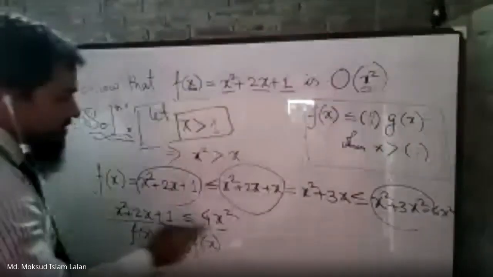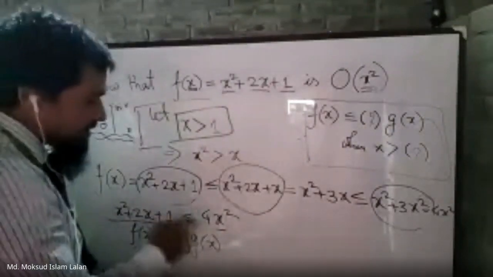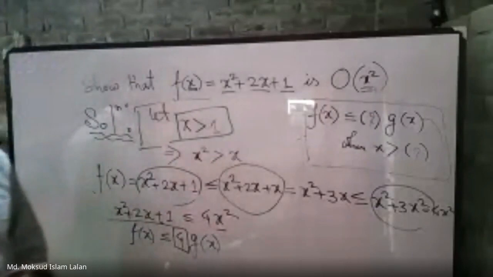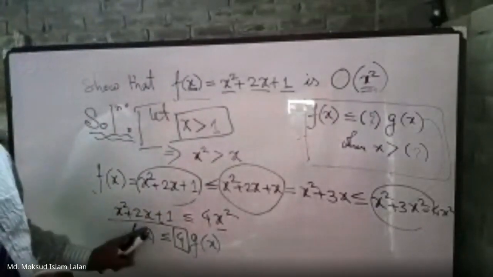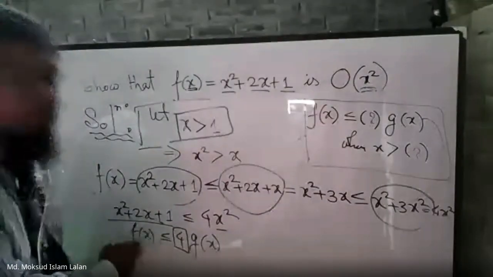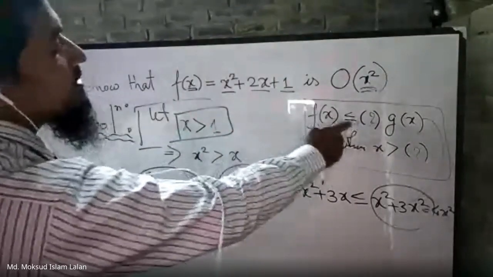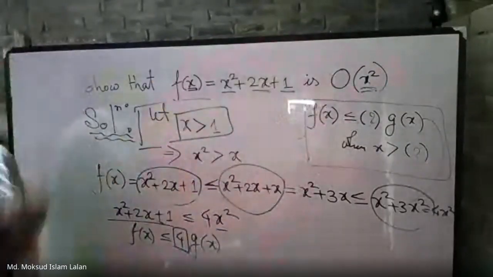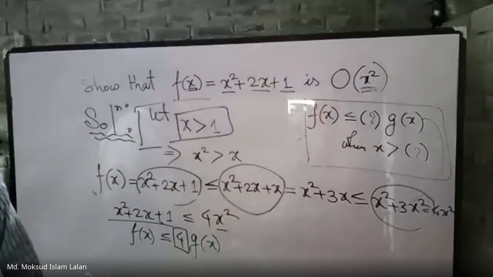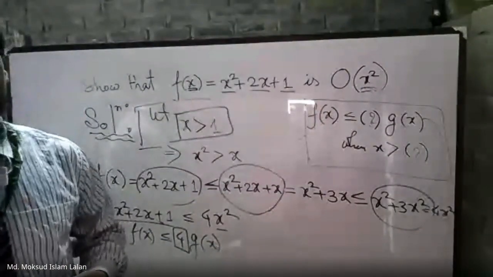So that's why we have written x square plus twice x plus 1 is less than or equal to 4x square. Okay, sir. Now we are able to express and maintain this relation. So you can say, yes, this is big O of g(x), big O of x square. Do you understand or not? Yes, sir, understand.